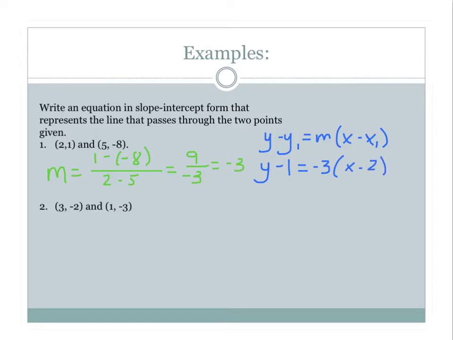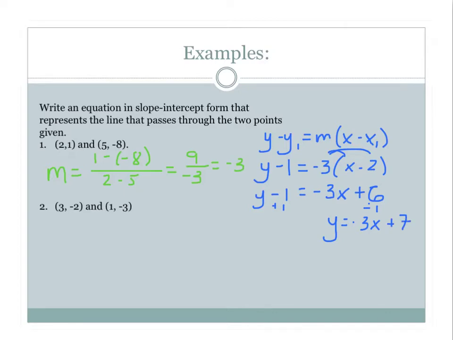Now we need to solve that for y to be finished with this problem, and most of the time you're going to be giving an equation in slope-intercept form. One reason for that is the ease of the use of the graphing calculator. So -3 times x, -3x, -3 times -2, +6. Adding 1 to each side here, and we have y equals -3x plus 7.